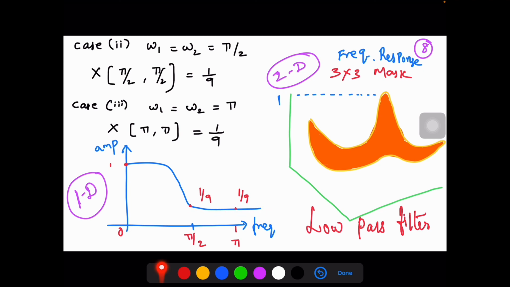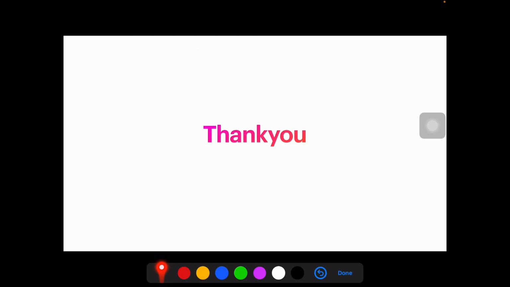Yes. And when you take it as a 2D graph, you can just plot it, and for the 3x3 mask you will be able to find something like a hexagon hat, and a low pass filter is being understood from the frequency response. Yes, and thank you.